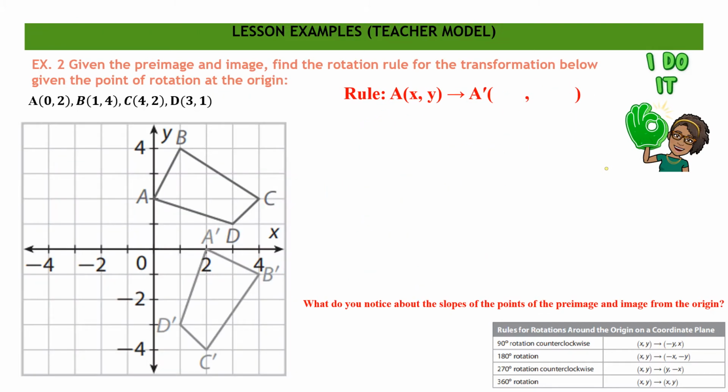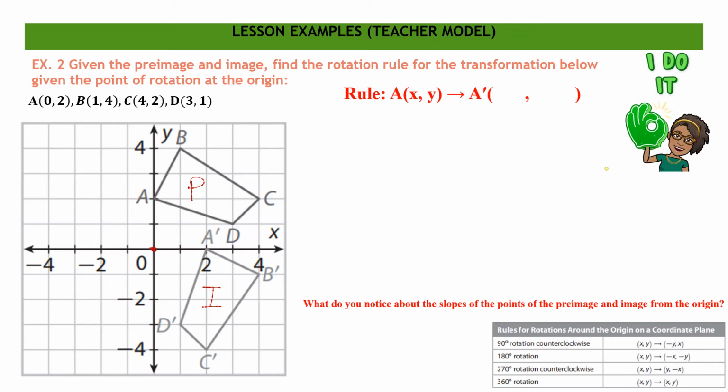Okay, example 2 says, given the pre-image and image, find the rotation rule for the transformation below, given the point of rotation at the origin. So they gave us the pre-image, which is quadrilateral A, B, C, D, and they have also given us the image, which is quadrilateral A prime, B prime, C prime, D prime. And they're wanting us to find the rule based on the rotation from here, the origin.